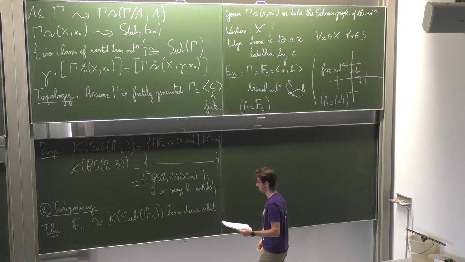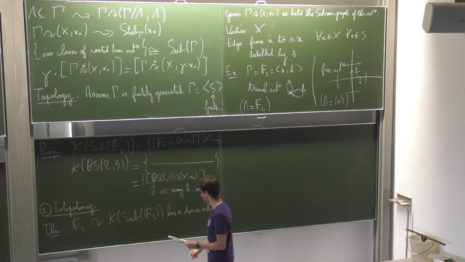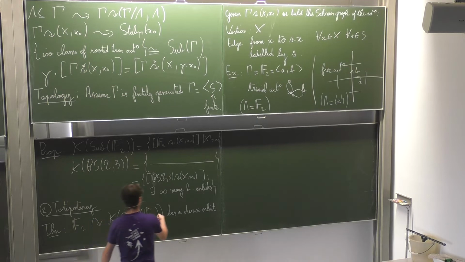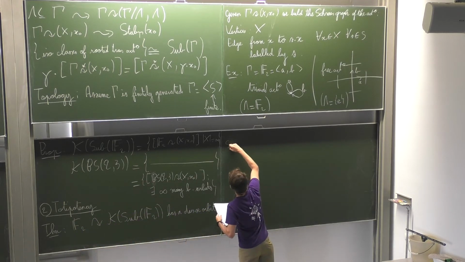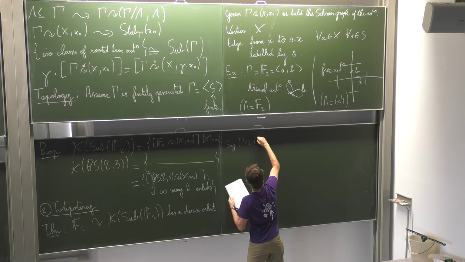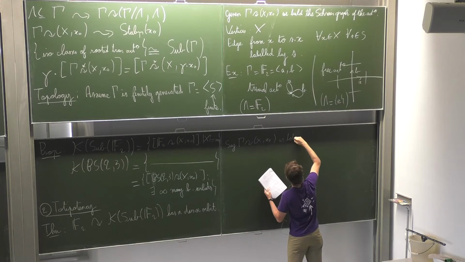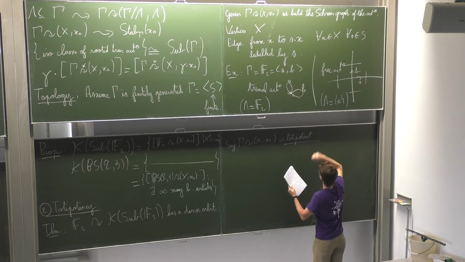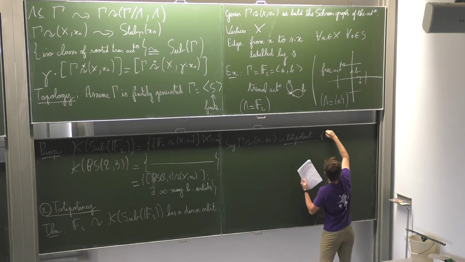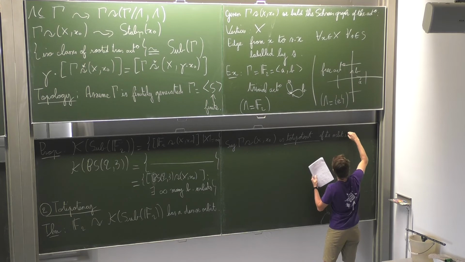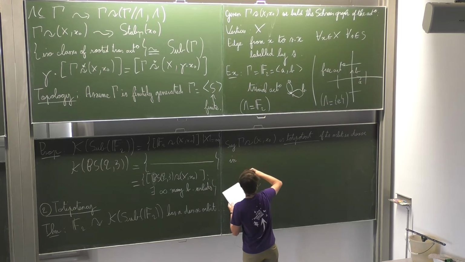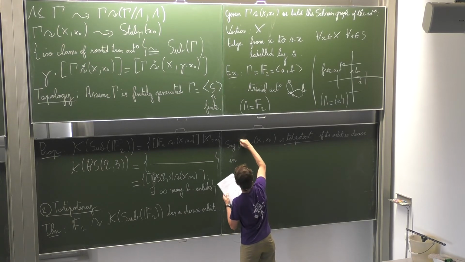Is it okay? Yeah. Okay, so this action has a dense orbit. So we actually gave a name to these with a dense orbit. We call them totipotent, if its orbit is dense. Let's do this just for F2 for now.